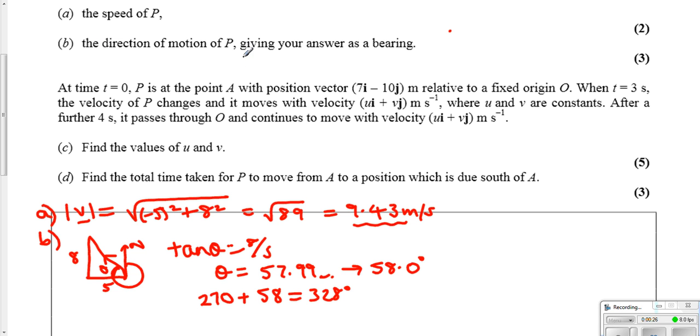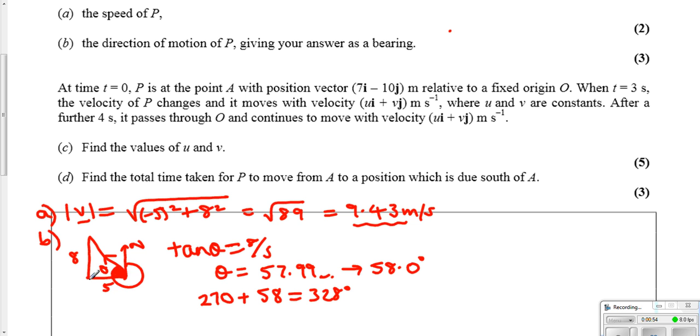Now we're also asked the direction of motion. So minus 5i plus 8j means that we're moving up in this direction here. I used trigonometry to work out this angle theta. The opposite is 8, the adjacent is 5, so it's the inverse tan of 8 over 5 that we're interested in, which rounds off to 58 degrees. So this section in here is 58 degrees.